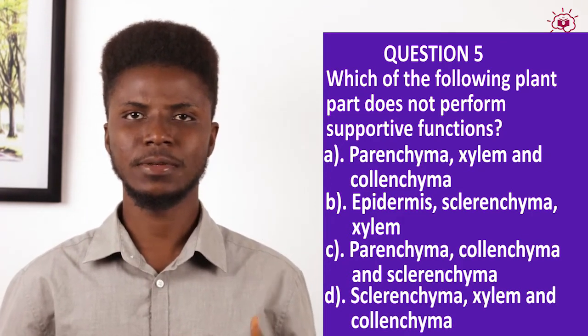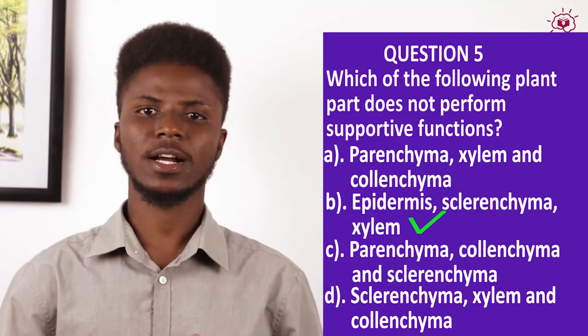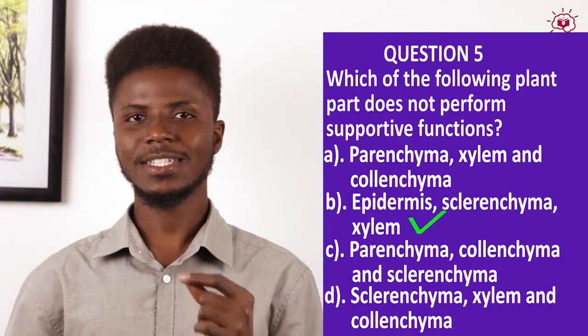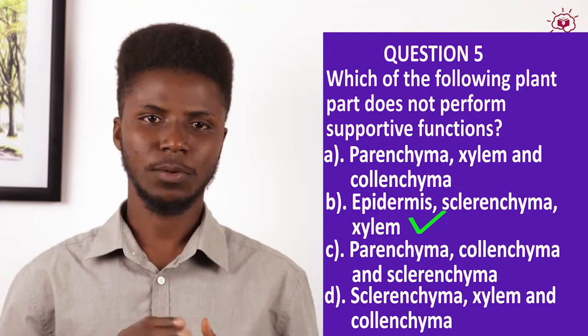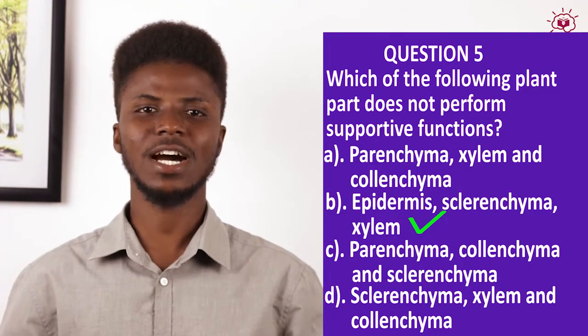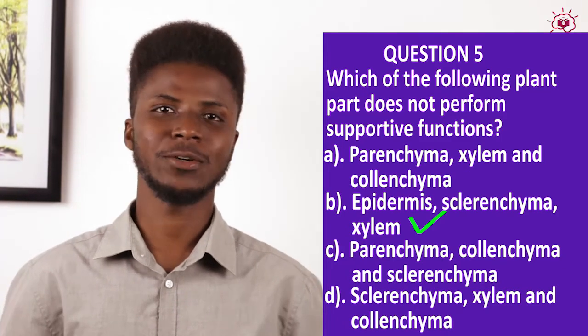The answer is B, epidermis, sclerenchyma, and xylem. That epidermis is the odd one out. The rest are supportive tissue. The epidermis is found on the outer skin of animals.